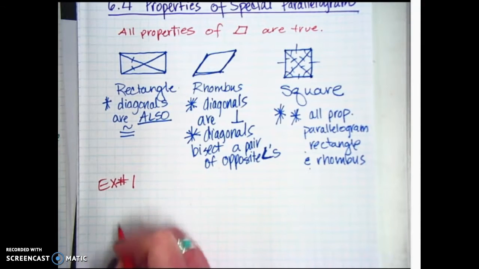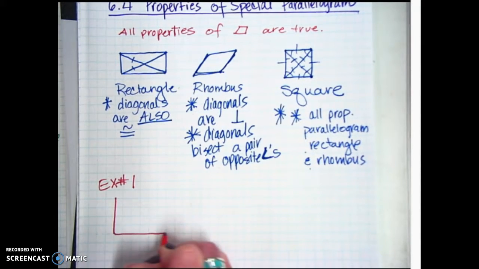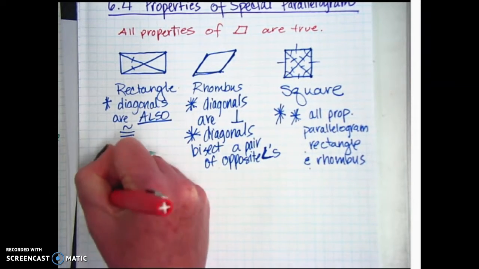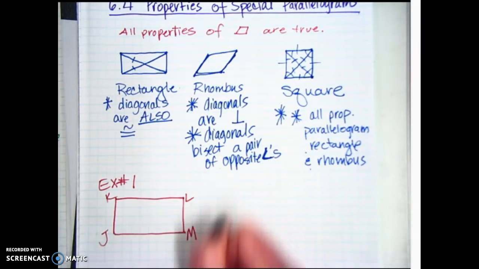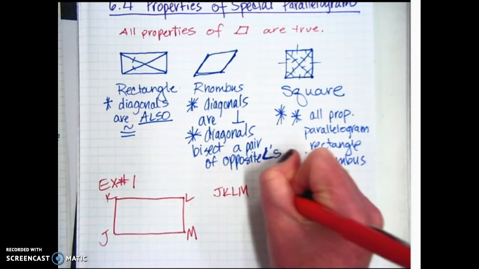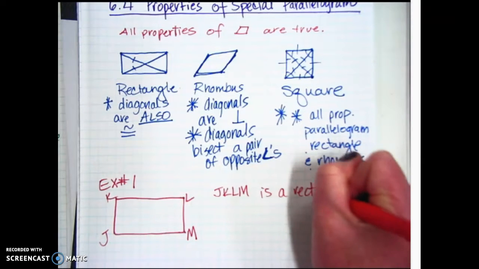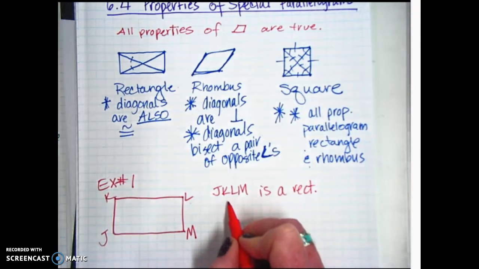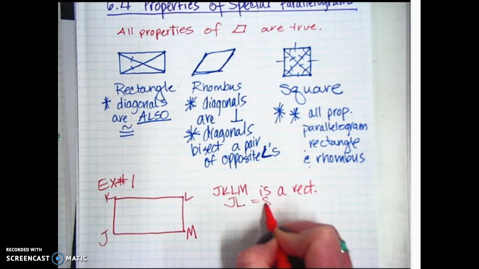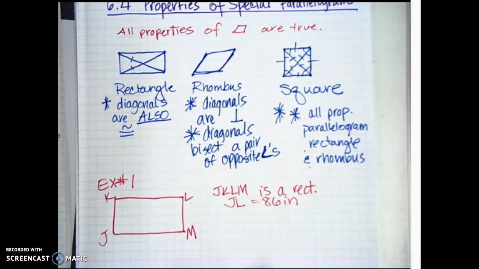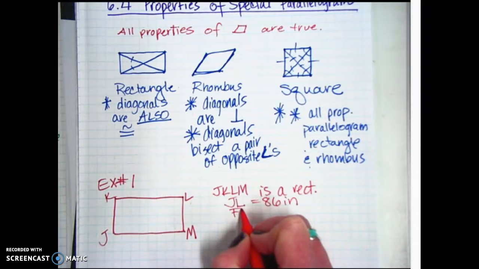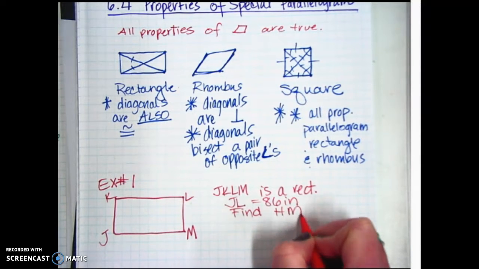Example number 1. We're going to start with one of our special parallelograms. We'll call this one JKLM. We'll say that JKLM is a rectangle. And I'm going to give you some information about it. JL is going to be 86 inches. Obviously not drawn to scale. So we need to find a couple things. We want to find the length of HM.